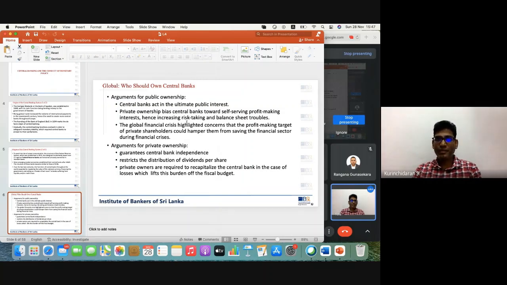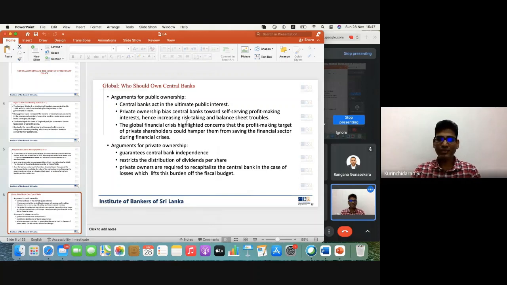The first one is price stability. That is the key objective of any central bank the world over, right? Some central banks also have financial system stability as an objective, but some of them do not. But the key one is price stability. So in other words, a central bank should safeguard the value of the local currency, right? Every country nowadays has to have a central bank.